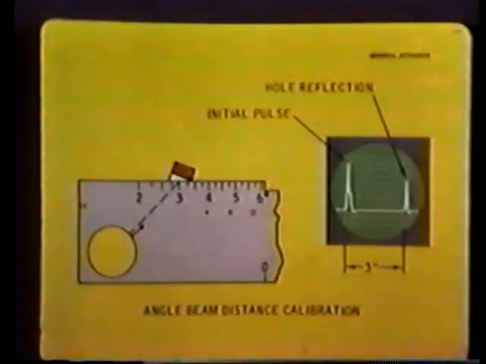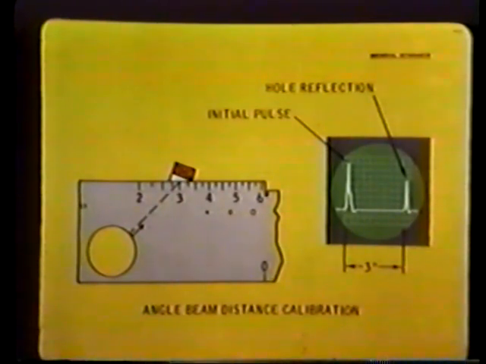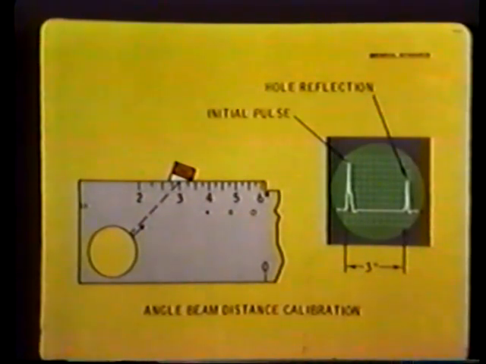To calibrate angle beam travel distance, the transducer is coupled to the narrow side of the block containing the inch scale and moved back and forth to obtain a maximum amplitude indication from the 2-inch diameter hole. The distance is read on the block's scale, and the test instrument's sweep range is set accordingly.